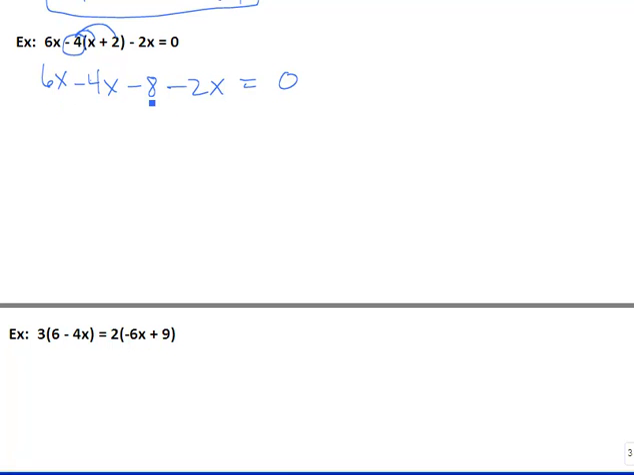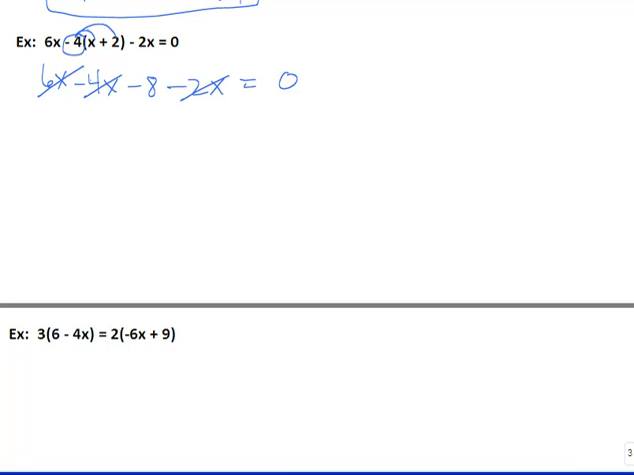Now when we go to combine like terms on the left-hand side, 6x minus 4x is positive 2x. Positive 2x minus 2x cancels out. So in this example, all of these x terms cancel each other out. So there's no x left. Whenever that happens, whenever your x's disappear, that's always going to result in one of those other two special cases, either an identity equation, which is always true, or a contradiction equation, which is never true.